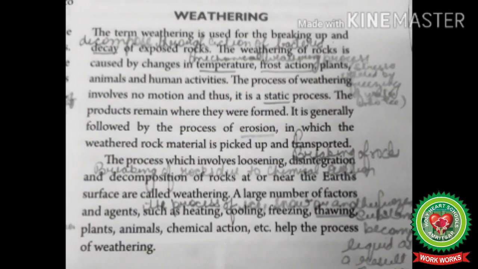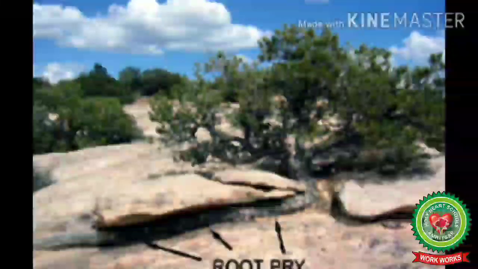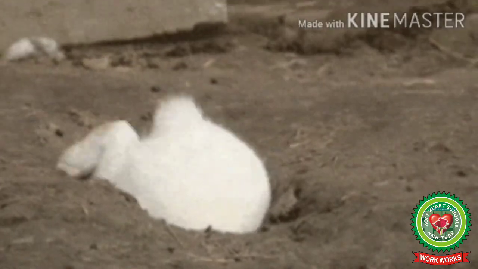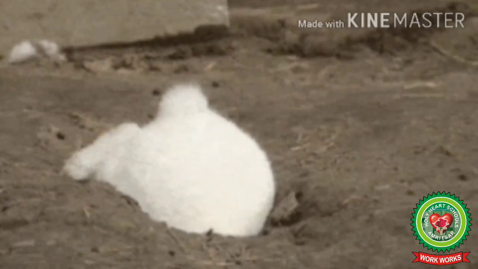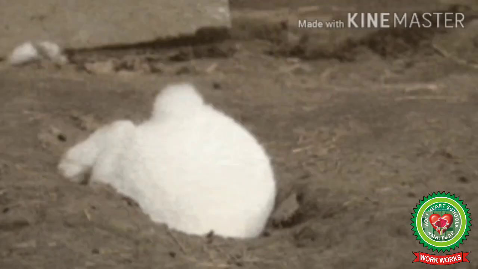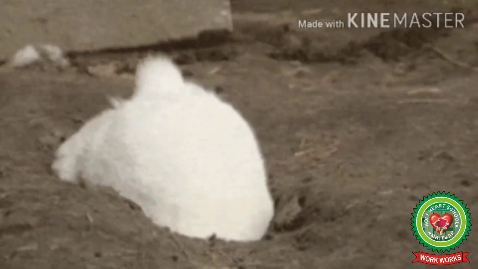Next we have action of plants, animals and human activities. The roots of plants may penetrate deep into the cracks in search of water and nutrients. These roots exert great pressure on the rock surface, which results in the widening of cracks and ultimately causing the rocks to break. Burrowing of animals such as earthworms, ants and rats also contribute towards the disintegration of rocks. They lose rock material and expose more rock fragments to the agents of degradation.